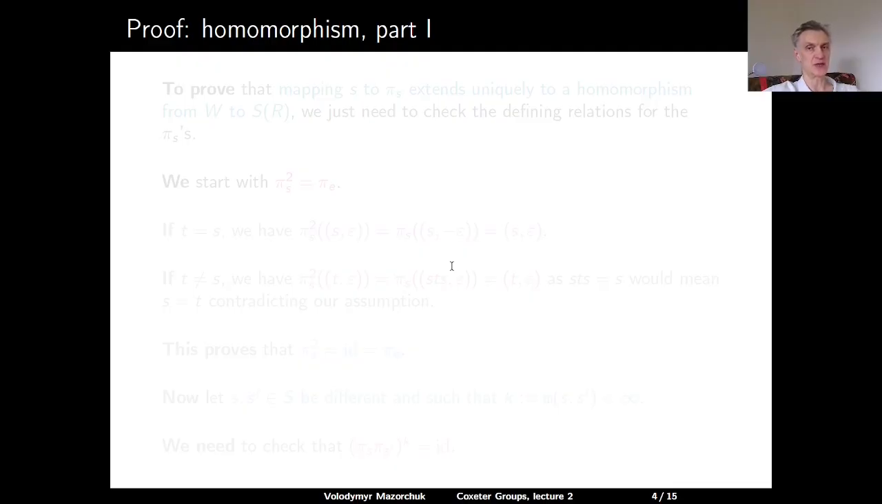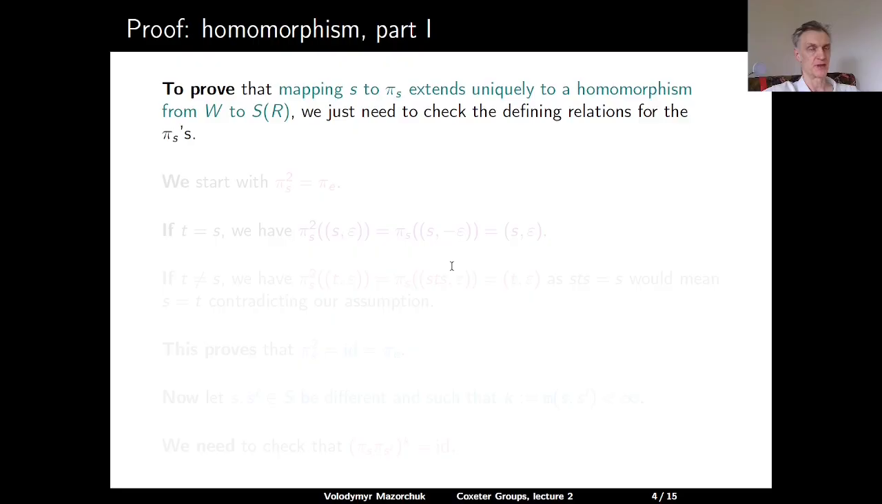So the first part of the theorem, let us prove that the assignment s to pi_s indeed extends uniquely to a homomorphism. Since our Coxeter group is given by a presentation and we define a map on generators, we just need to check the defining relations for our pi_s's. So let us start with the defining relation that pi_s squared should be the identity.